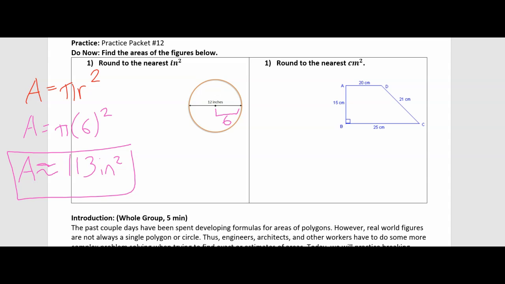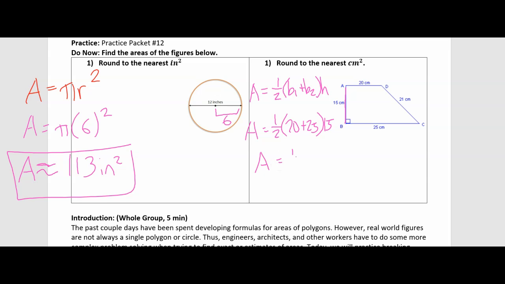We have a trapezoid over here. If you forget the area of a trapezoid, remember you could split the trapezoid into a couple of triangles and figure it out that way. But if we want to use the area formula for a trapezoid, 1/2 times base 1 plus base 2 times h. Base 1, doesn't matter which one you go with. One of them is 20, the other one is 25. The height here is 15, right? Height is the perpendicular distance between the bases, not the slanted height.